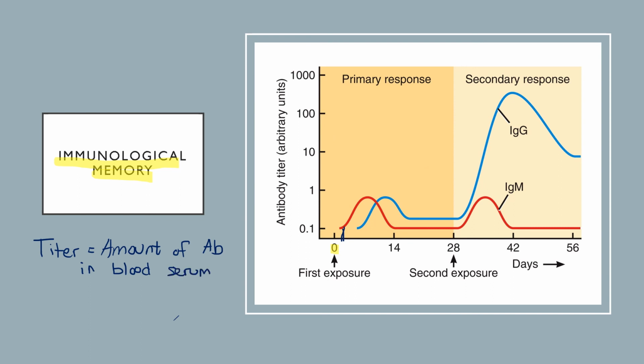So first we get a rise in the IgM antibody and then IgG, followed by this gradual decline in the titers. So this is going to be our primary response.